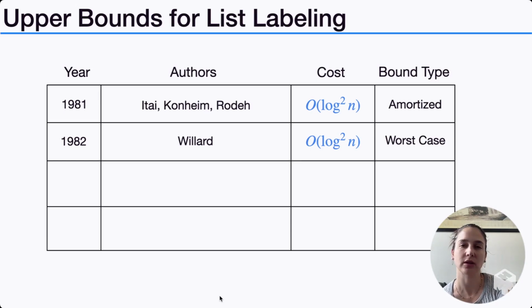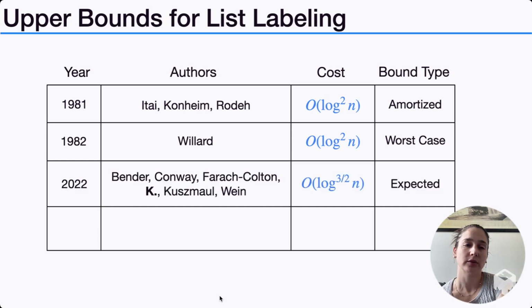And then this was the state of the art on the upper bound side for list labeling for a very long time. And so for this and other reasons, log squared n was conjectured to be the right answer. This is until a couple years ago when, in a paper with many of the same authors as this one, we gave a randomized algorithm for list labeling with log to the 3/2 n expected cost per operation.